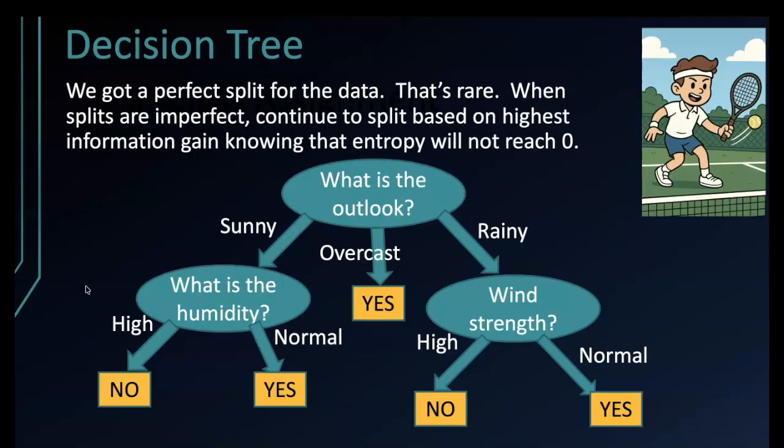I ended up getting a perfect split for the data, which is pretty rare. Usually you're going to get down to the end and you're going to still have a mix of yeses and nos. I only ended up asking 3 decisions. There was one column from our data that I didn't even use. The temperature, is it hot or cold?